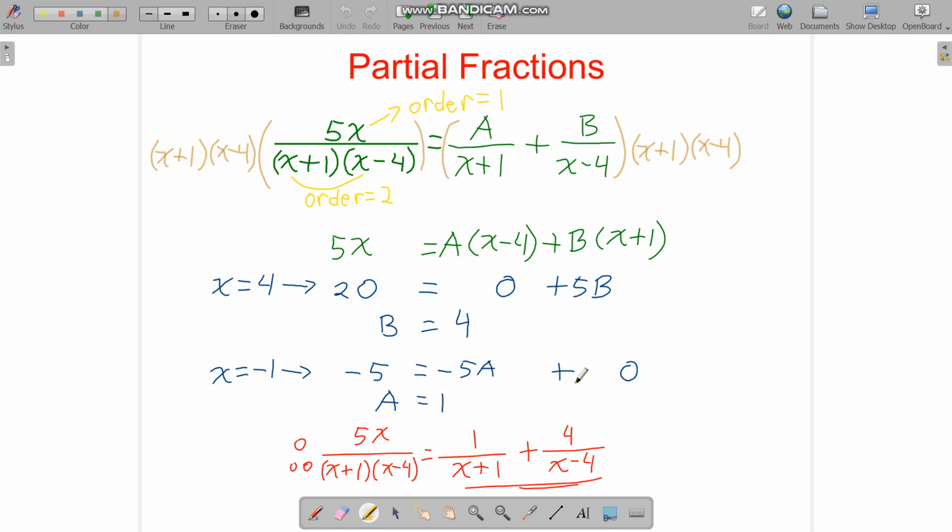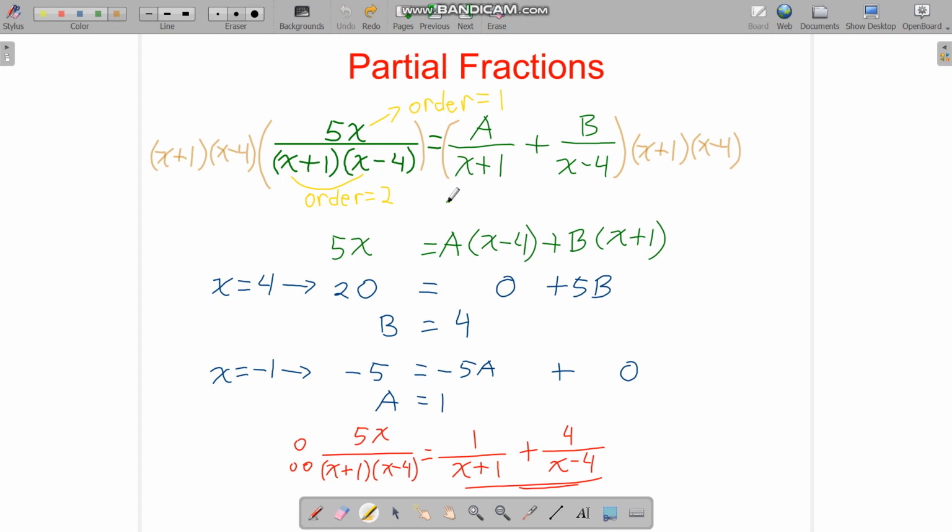For this example, the first thing we want to do is to check whether it's a proper fraction. Check the order: just x, the order is 1. This is x times x squared, so the order is 2. And the denominator is just x plus 1, so we use this type. And for x minus 4 only, we use this type, the linear.